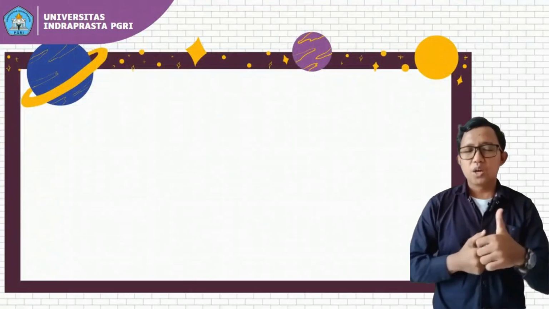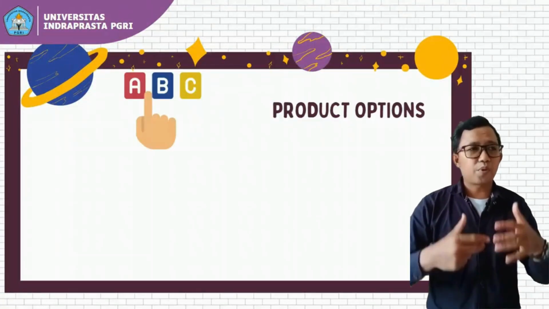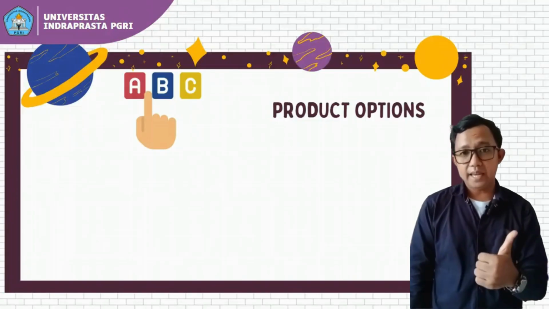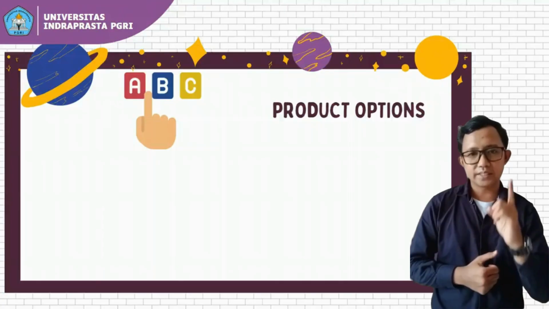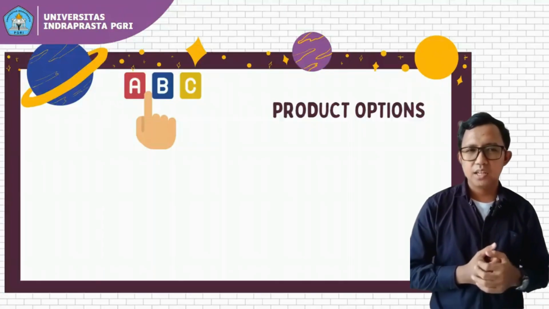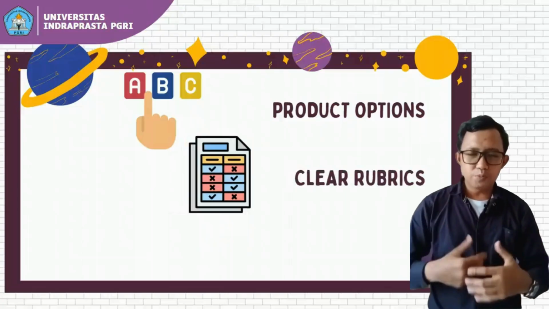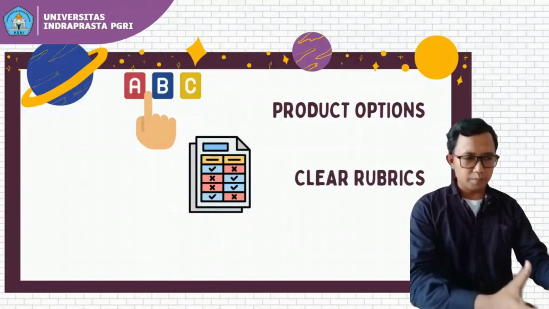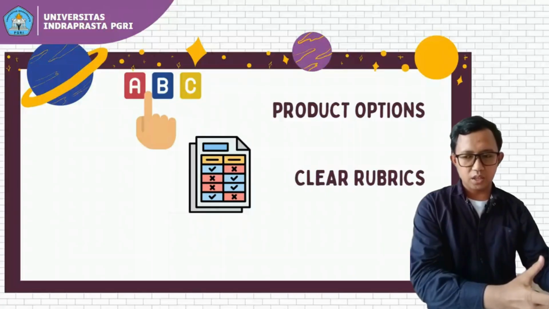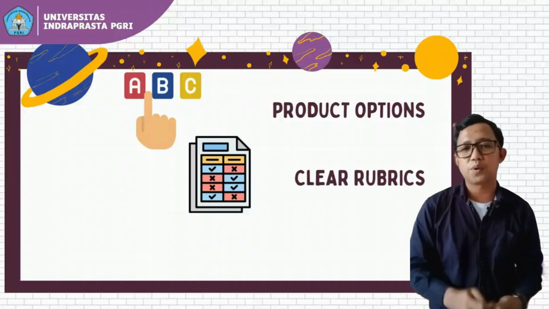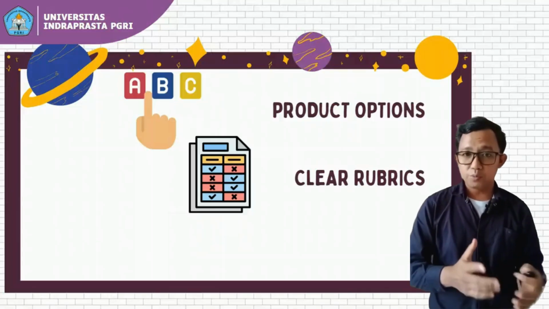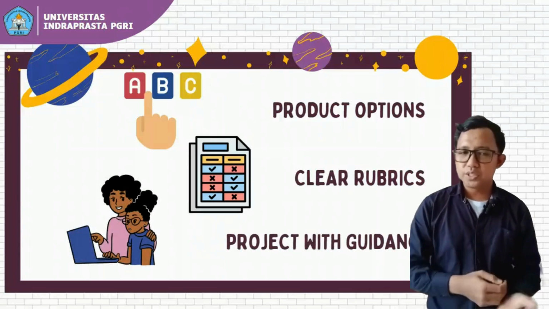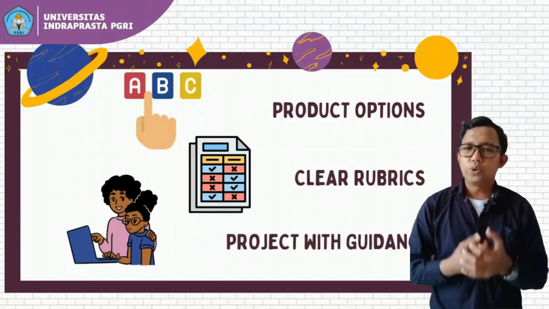How to apply differentiated product? First, we have to offer some product options to the students based on their strengths and interests. Once again, strengths and interests. The second one is use clear rubrics for fair assessment. If we give some options of product, of course we have to provide a fair rubric of assessment. And the third is let students design their own project with guidance.